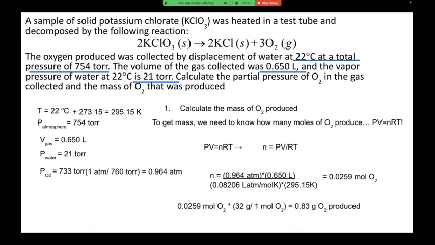So now we've talked through a more complex collecting over water example, and now you should be able to utilize this knowledge to answer your pre-lab questions before we do this actual experiment next time in class.